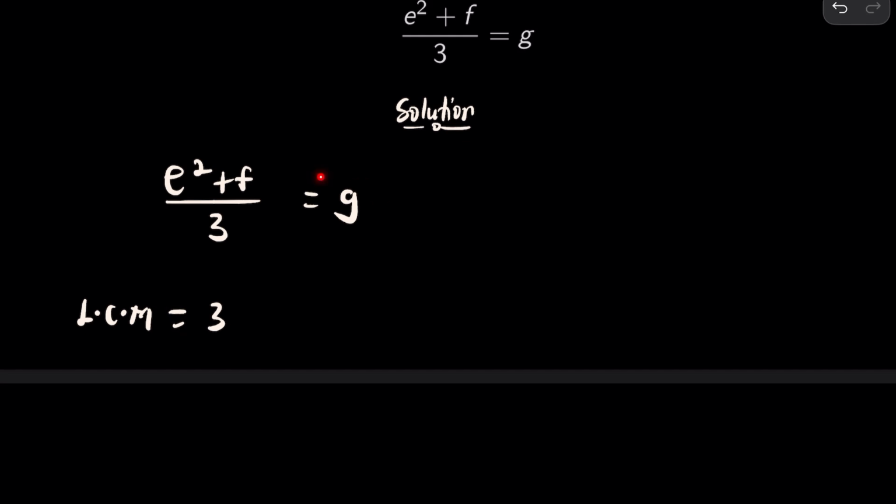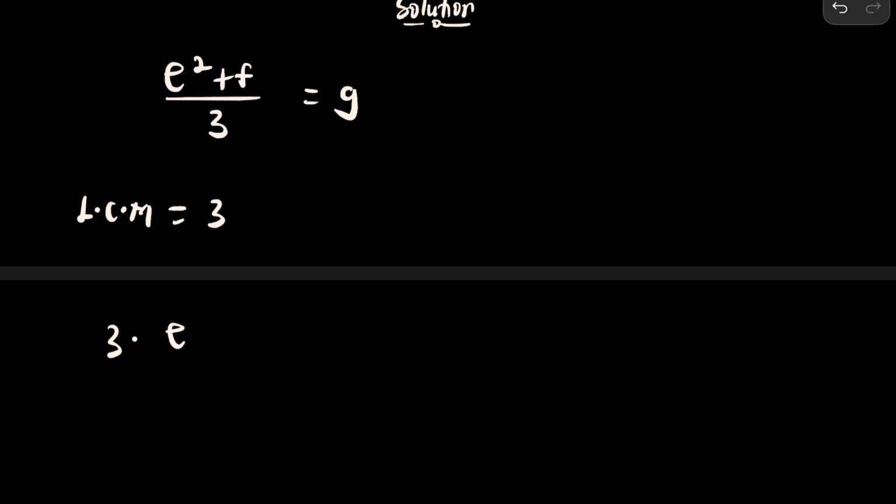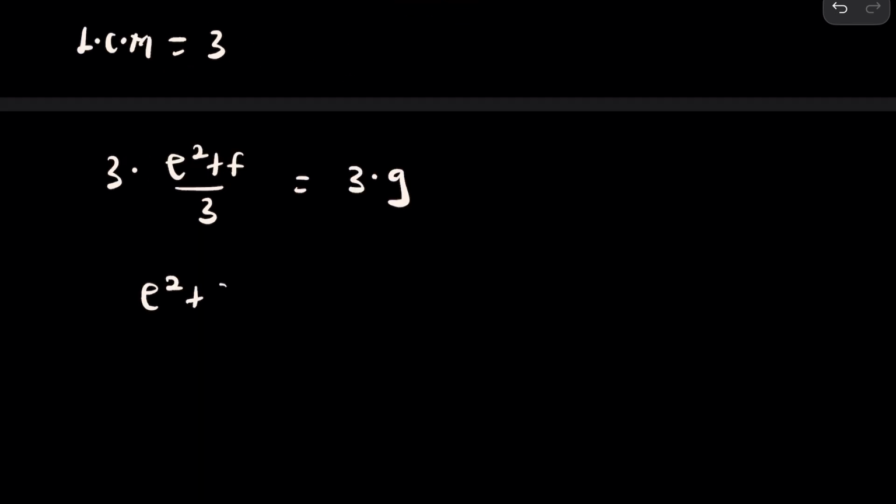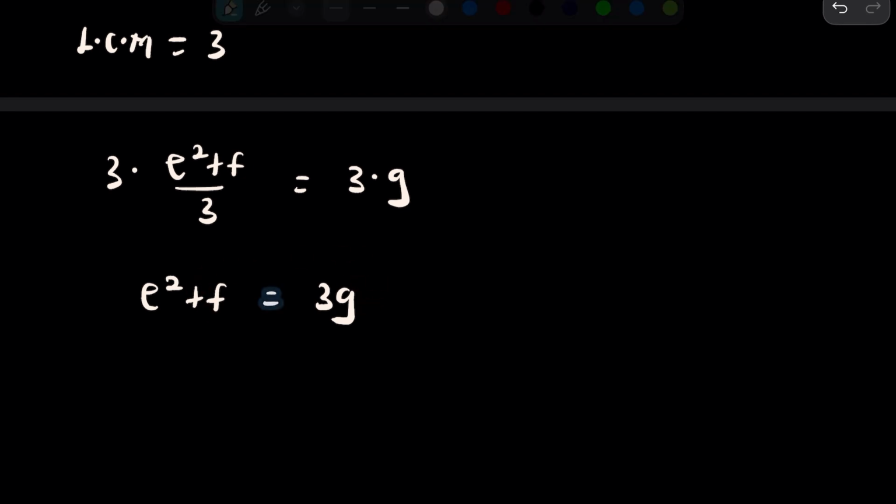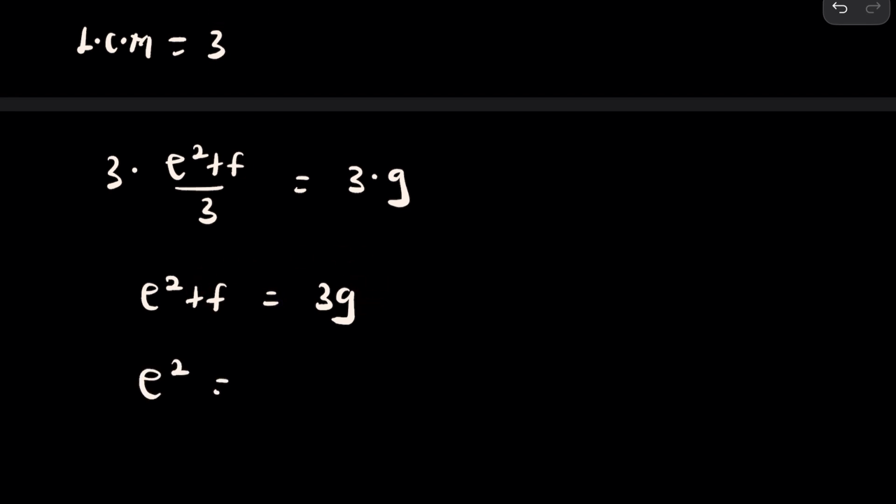So you're going to multiply through by 3. So we are going to have 3 times E squared plus F divided by 3 is equal to 3 times G, right? And so 3 is going to cancel out 3. Thus, we are going to have E squared plus F is equal to 3G. So here our focus is to find E, right? So we have to move F to the right hand side. We're going to have E squared is equal to 3G minus F.